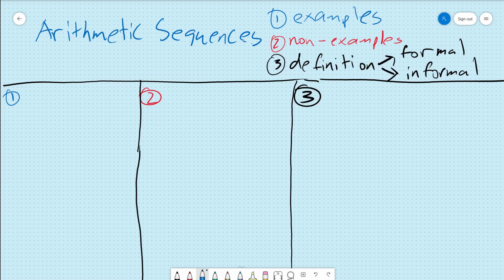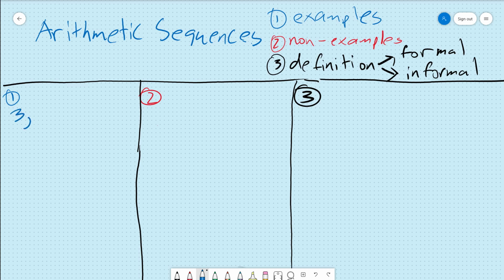Hello, this is going to be my first video on arithmetic sequences. I'm just going to quickly go through some examples, some non-examples, and then we're going to come up with a definition, a formal one, and then kind of our own words. So let's look at what an arithmetic sequence is.